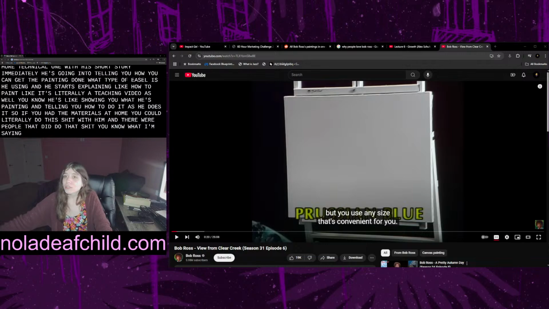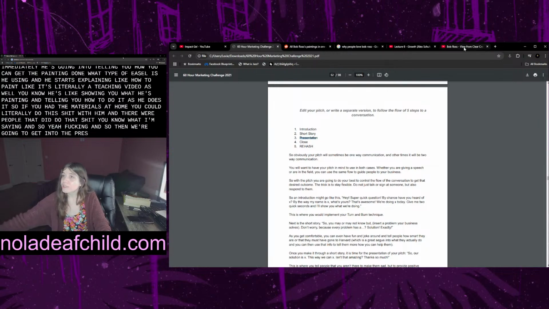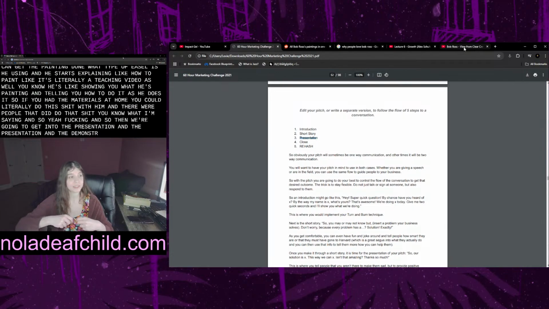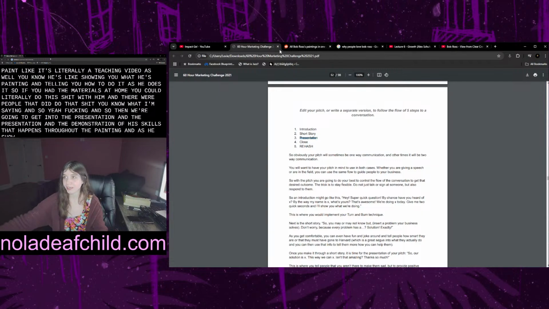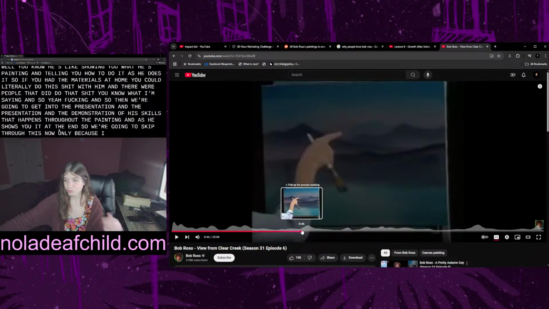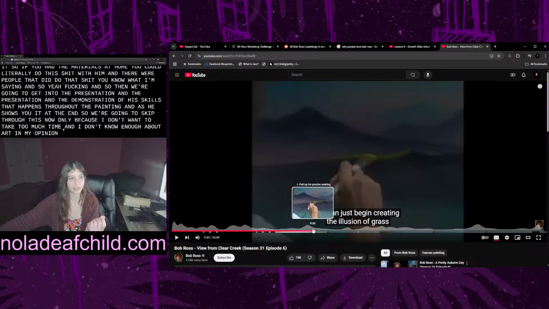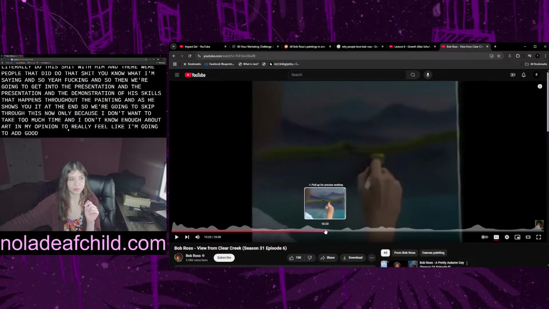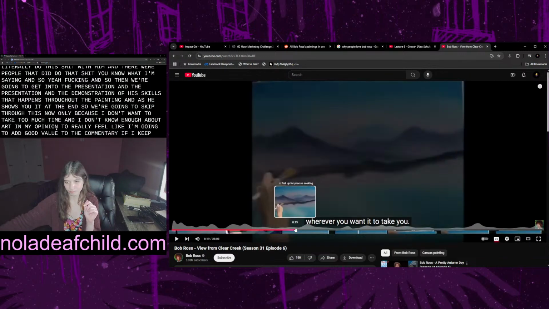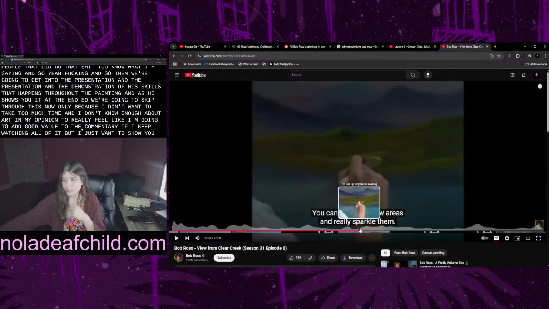And so then we're going to get into the presentation, and the demonstration of his skills that happens throughout the painting and as he shows you it at the end. So we're going to skip through this now, only because I don't want to take too much time, and I don't know enough about art, in my opinion, to really feel like I'm going to add good value to the commentary if I keep watching all of it. But I just want to show you right here.